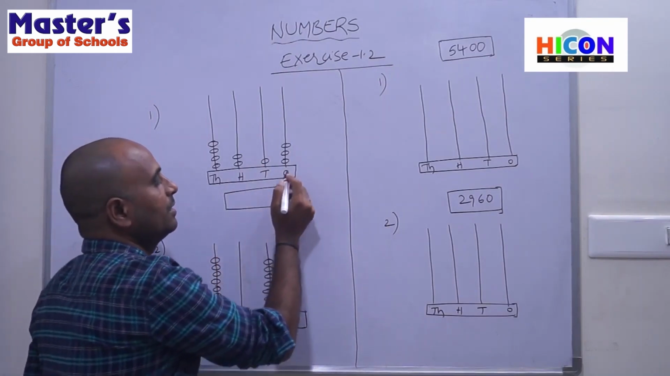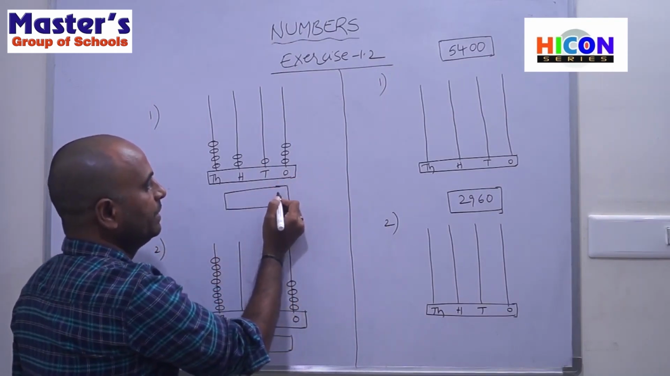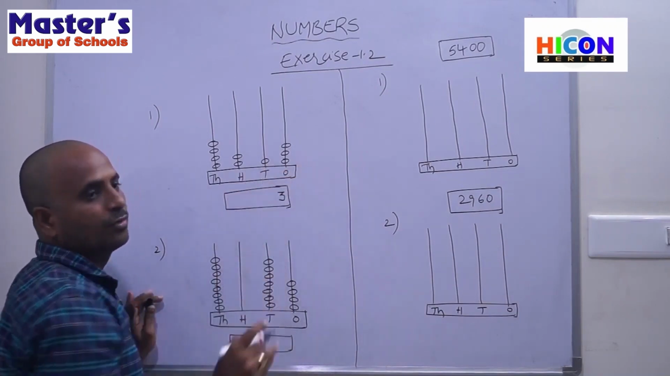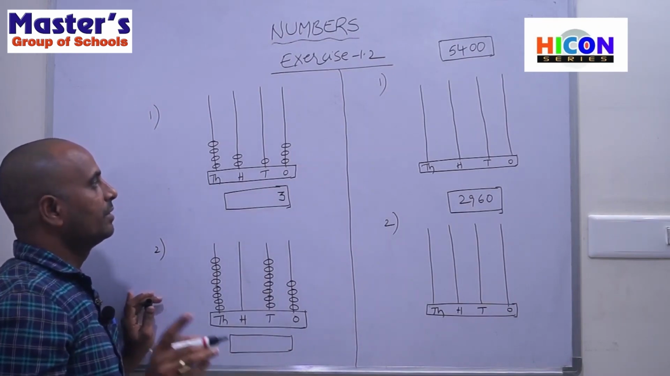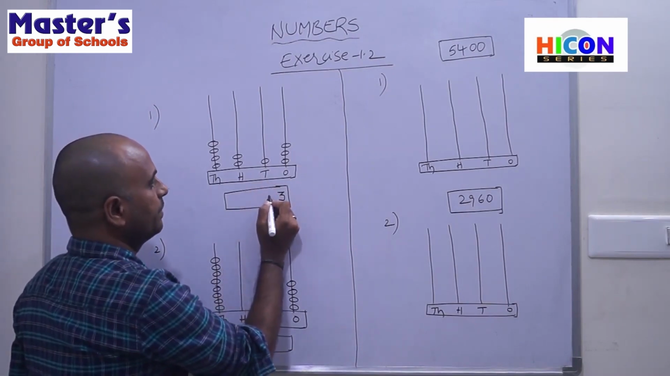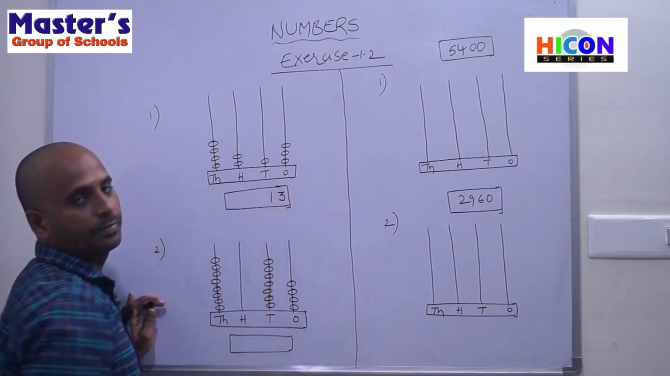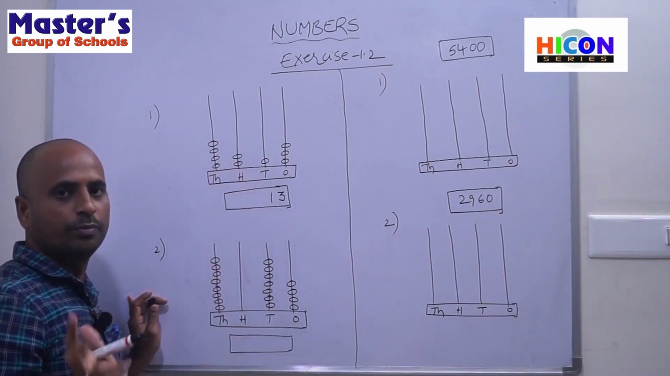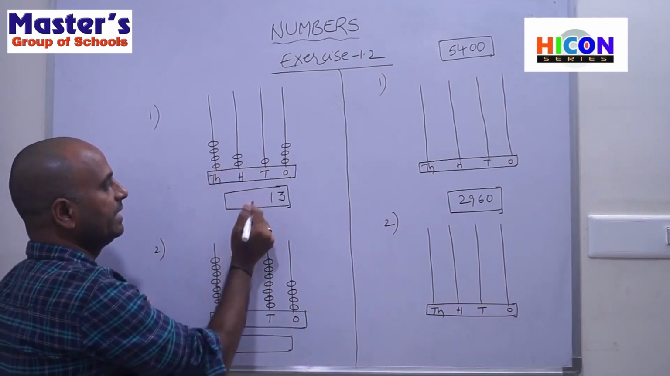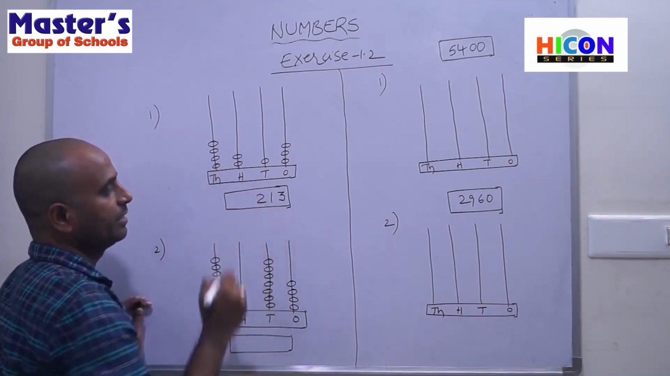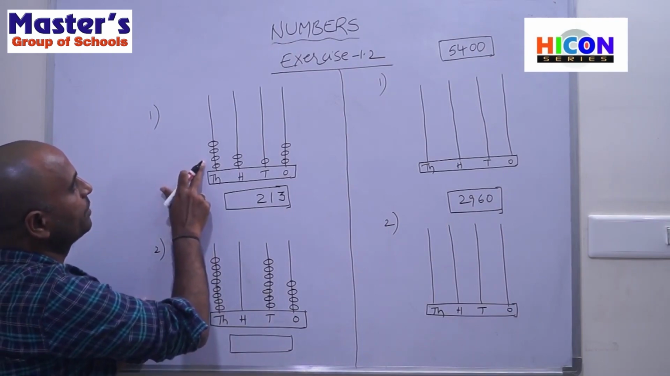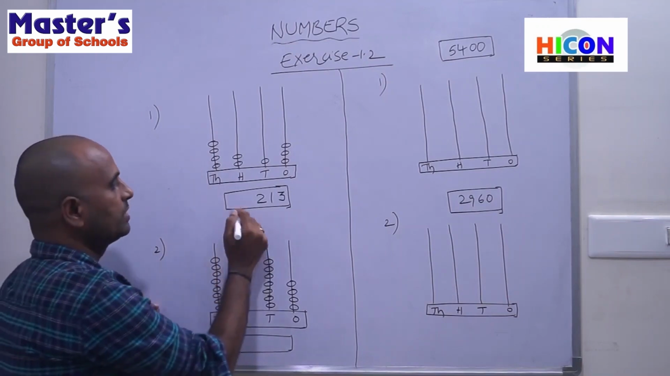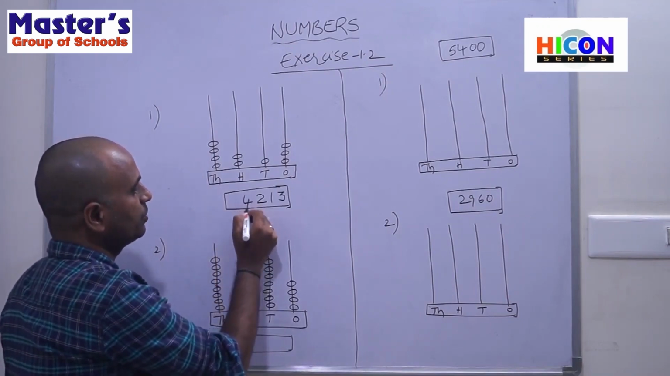That means in ones place the digit will be 3, and the tens place stick contains only 1 bead. That means the digit 1 is present in tens place. So write 1 in tens place. And the hundreds place stick contains 2 beads. So that means 2 is present in hundreds place. So write 2 in hundreds place. And the thousands place stick contains 4 beads. That means 4 is present in thousands place. So write 4 in thousands place.